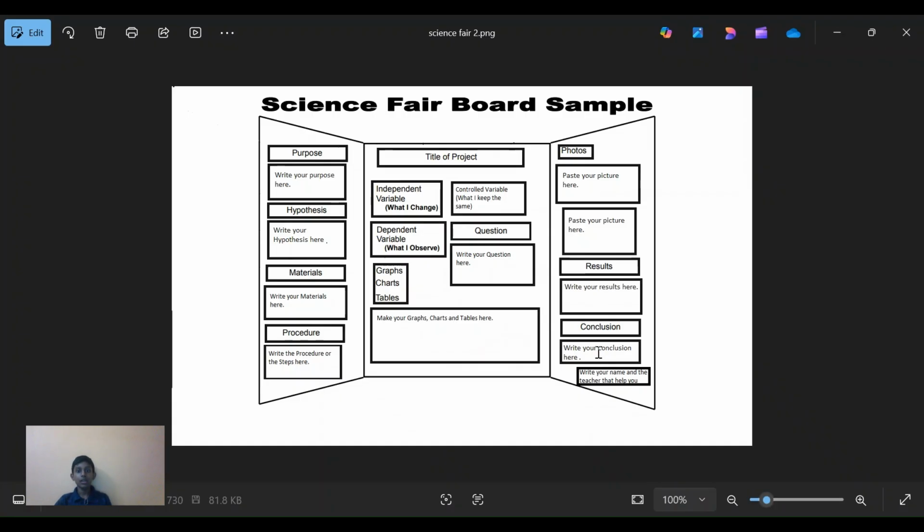The definition of materials is materials are the complete list of all items, tools, and quantities required to perform the experiment, detailed enough to allow someone else to replicate it exactly.